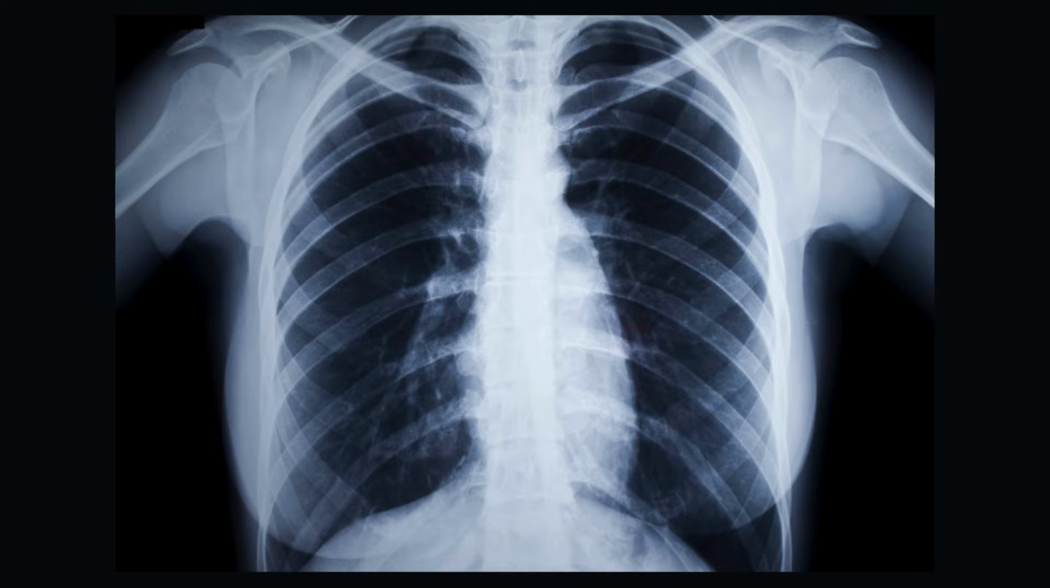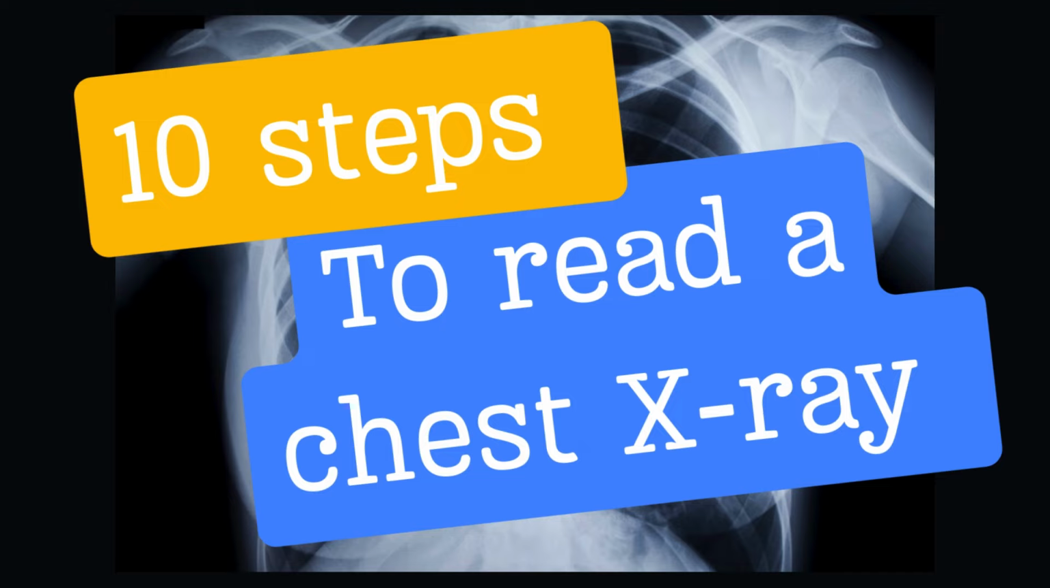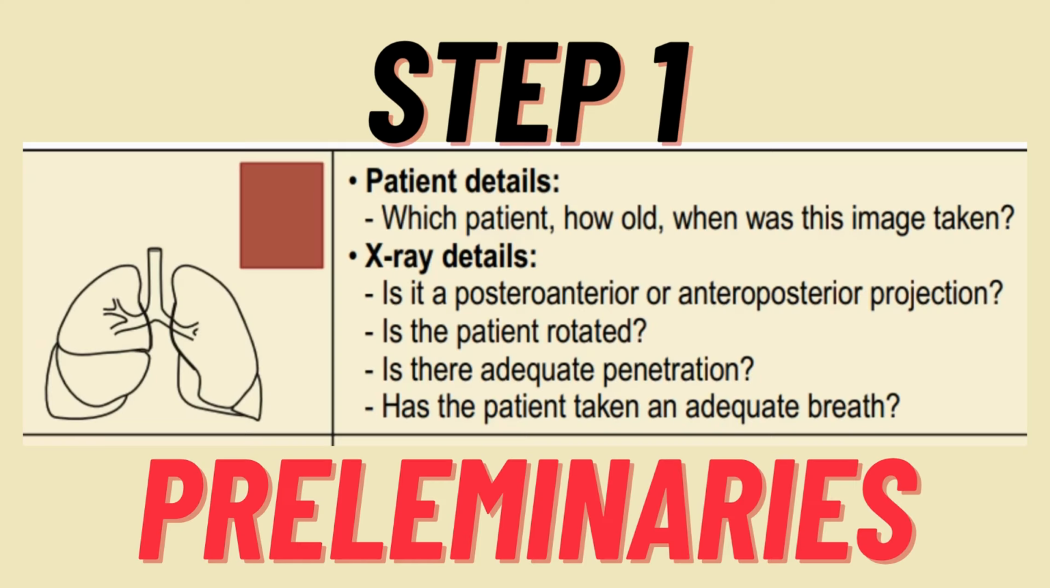Hello. So today we are going to discuss an important topic, that is how to read a chest X-ray in 10 easy steps. So step number 1 is to look for the preliminaries. For example, the data of the patient. Which patient, how old, and when was the image taken, like at which date.